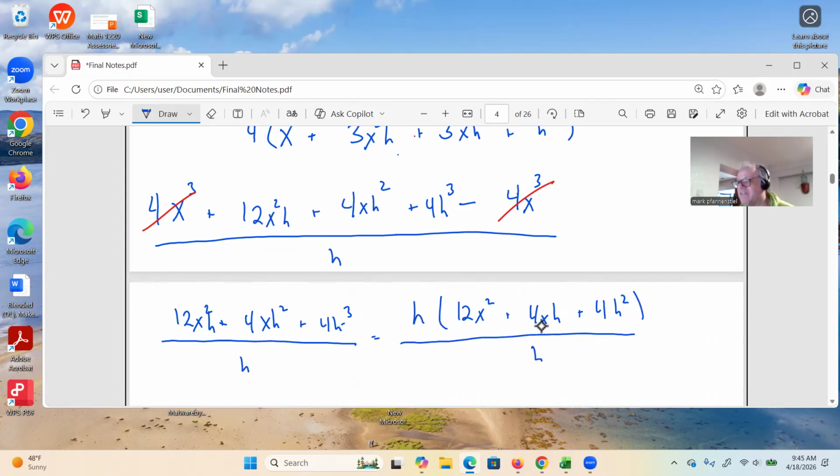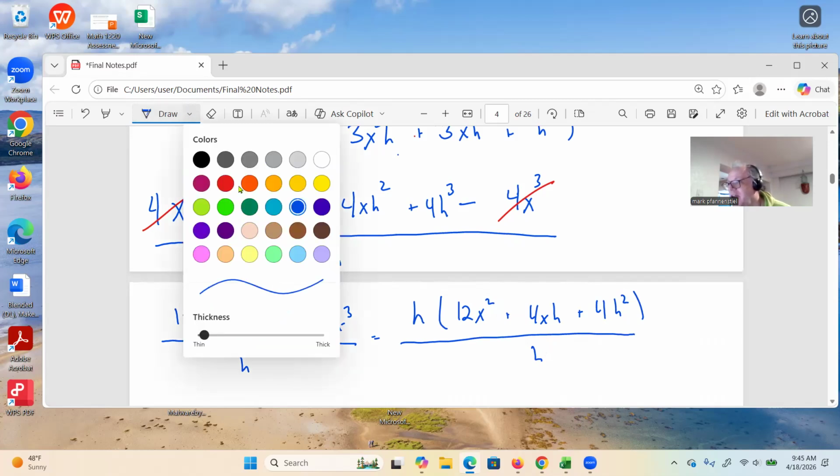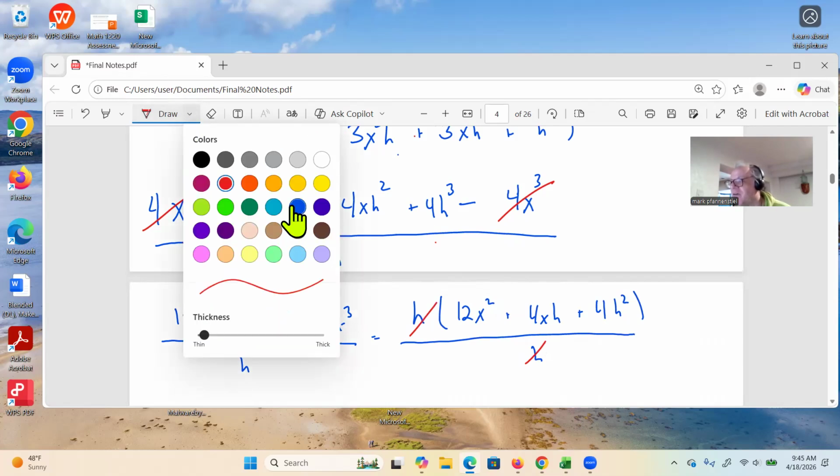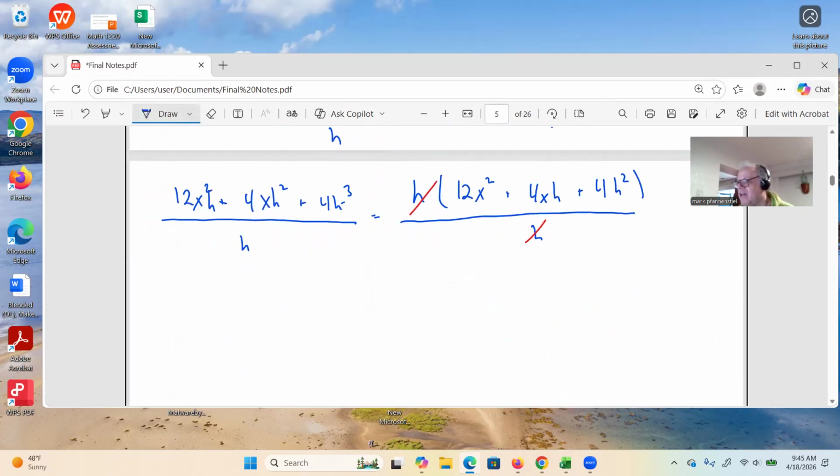Last thing we're going to do is the last cancellation. How do you know you're done? You've canceled that bottom h. So my answer for this problem is going to be 12x squared plus 12xh plus 4h squared. That's going to be my answer.